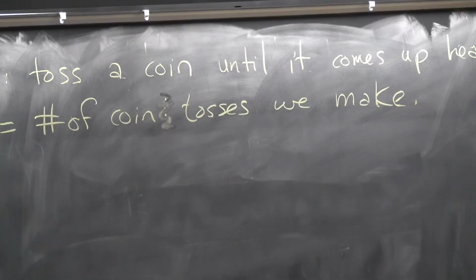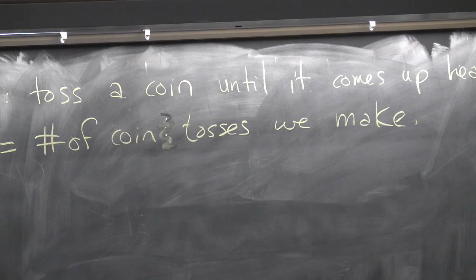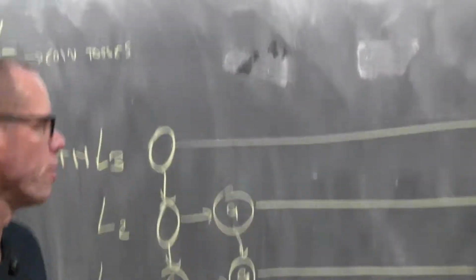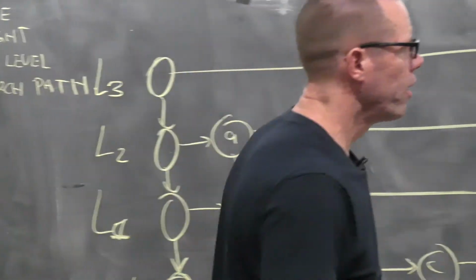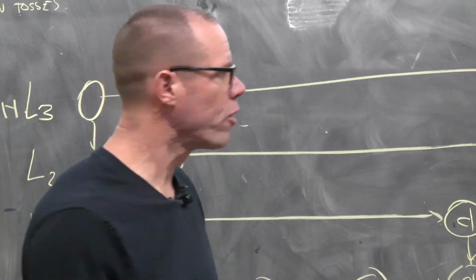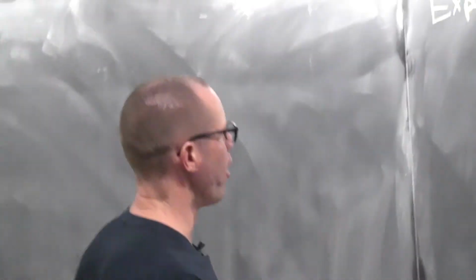I pick up a coin and I toss it once. If it comes up heads, I stop. If it comes up tails, I toss it again. If it comes up heads that time, I stop. If it comes up tails again, I toss it again. And so on, and I stop the first time it comes up heads. So the number of coin tosses I make is a random variable.